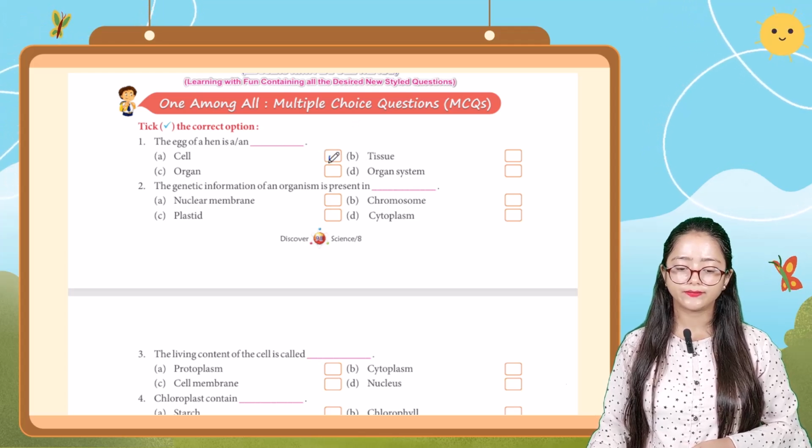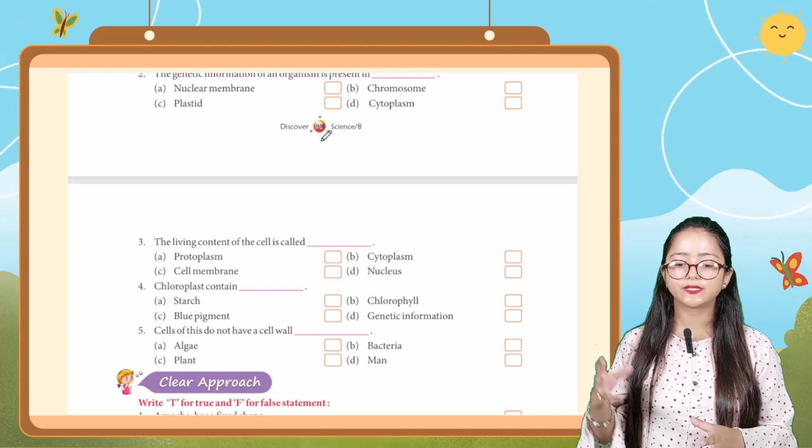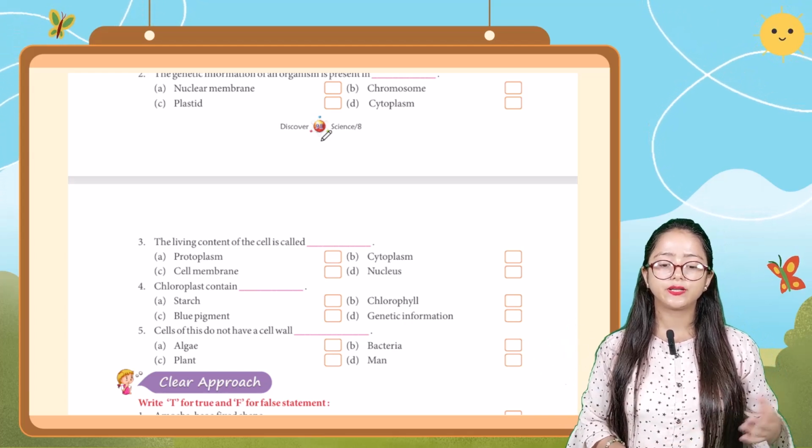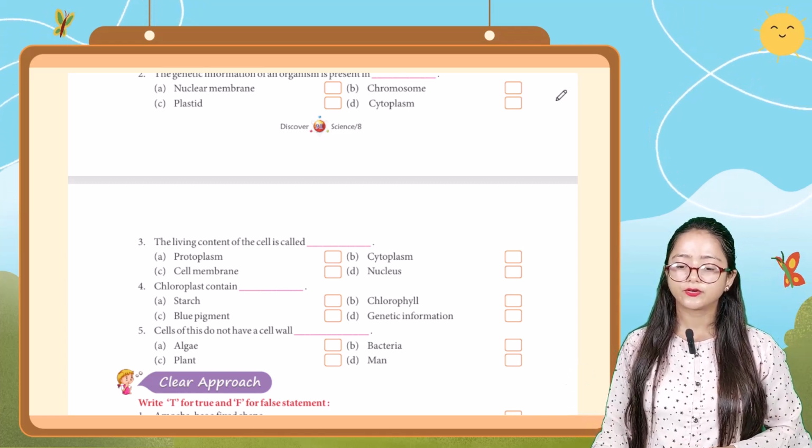So tick that one. Next one, the genetic information of an organism is present in dash. Is it nuclear membrane? Is it chromosome? Is it plastid? Or is it cytoplasm? The answer is chromosome. Tick that one.